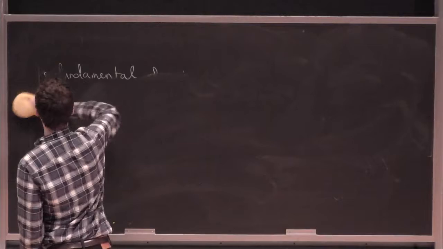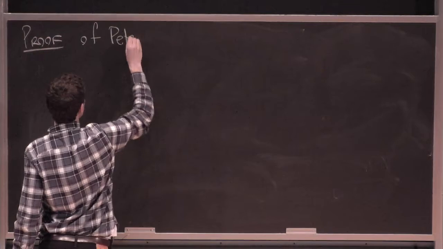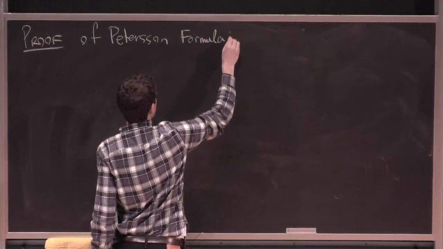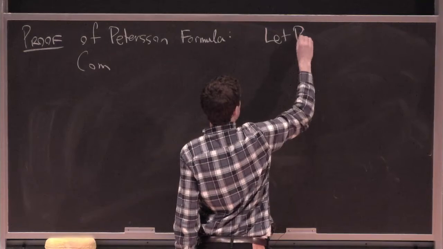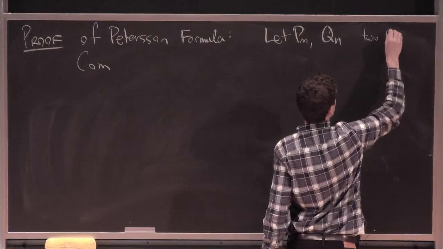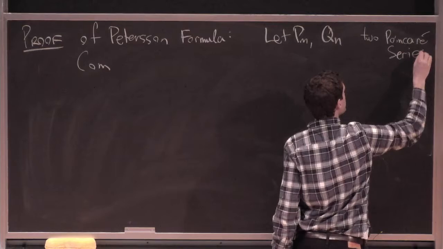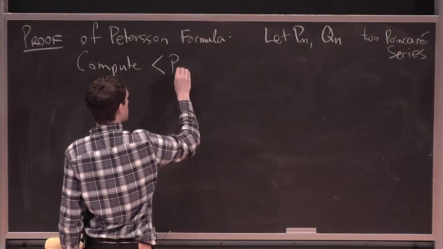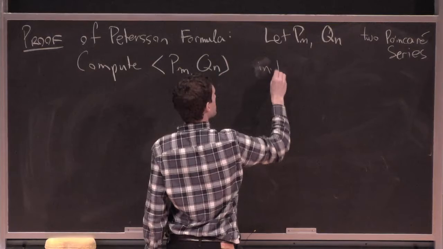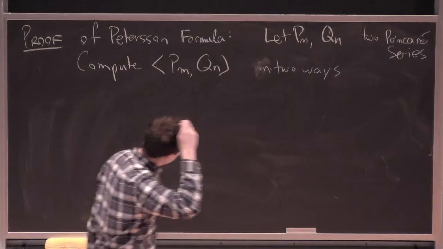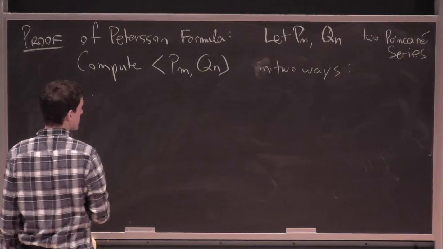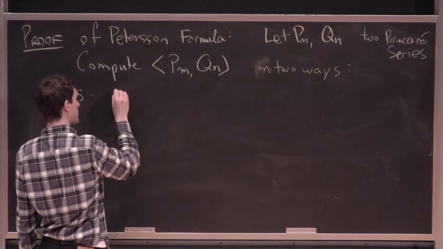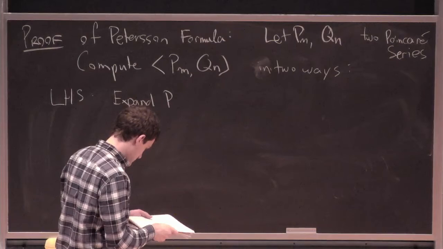Okay, so maybe I'll say proof of Petersson formula. So we just compute, okay, sorry, let P_m, Q_n be two Poincaré series. We're just going to compute the inner product of P_m against Q_n in two ways. So the left-hand side of the Petersson formula, we just expand in an orthonormal basis. So we expand P, yeah, P.